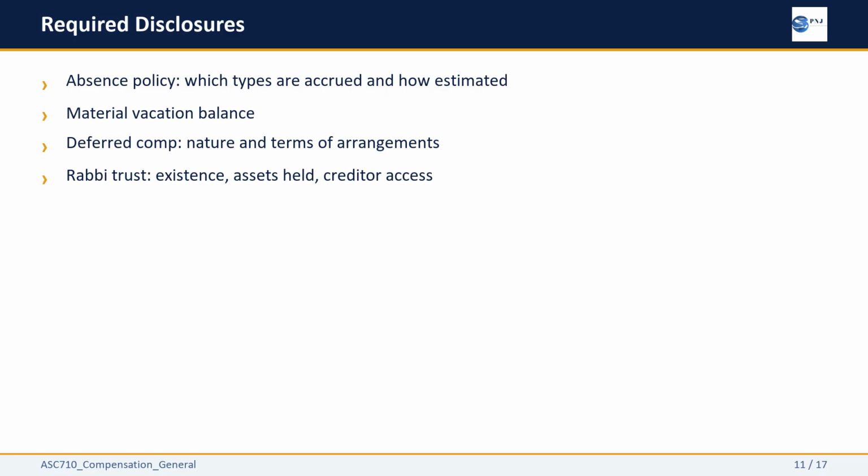Disclosures are not optional. For compensated absences, disclose the accounting policy and the material balance. For deferred compensation, describe the nature and terms. For rabbi trusts specifically, always disclose that the trust exists, what it holds, and that the assets remain subject to creditor claims. This is a fact readers need to understand before interpreting the balance sheet.